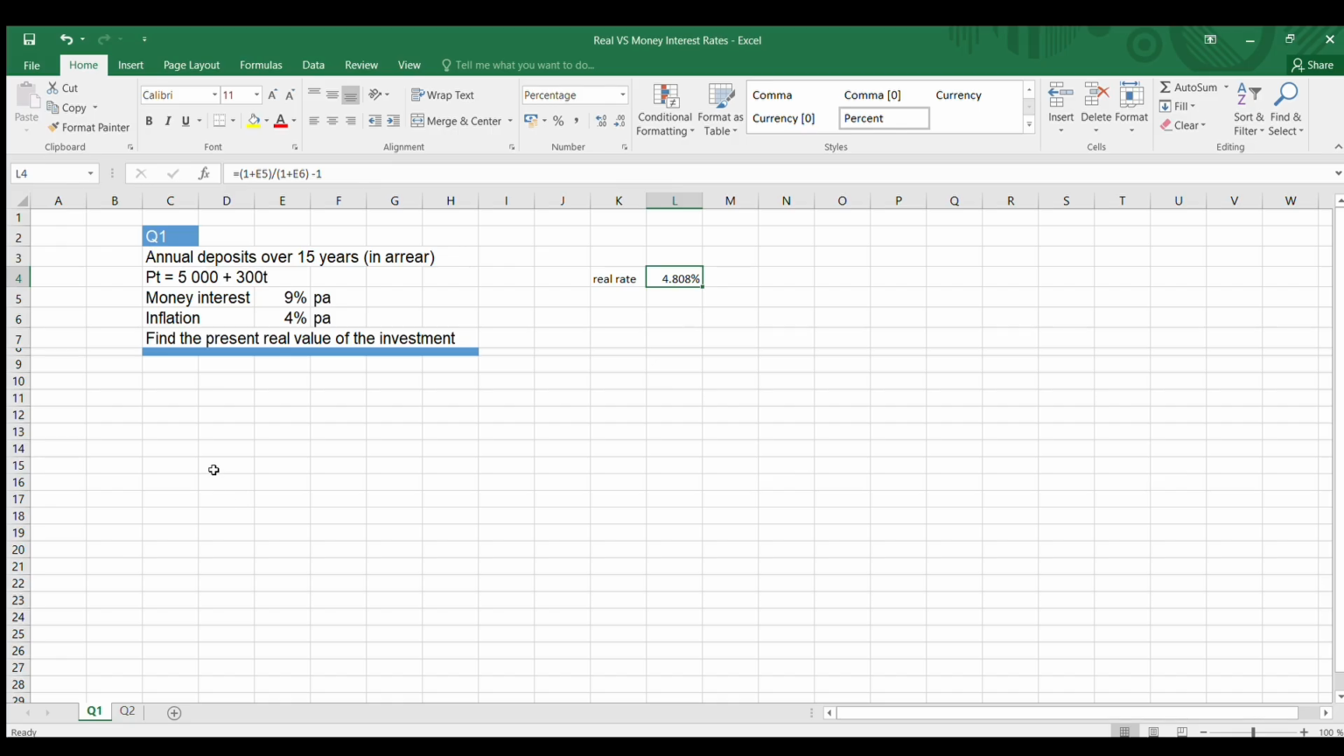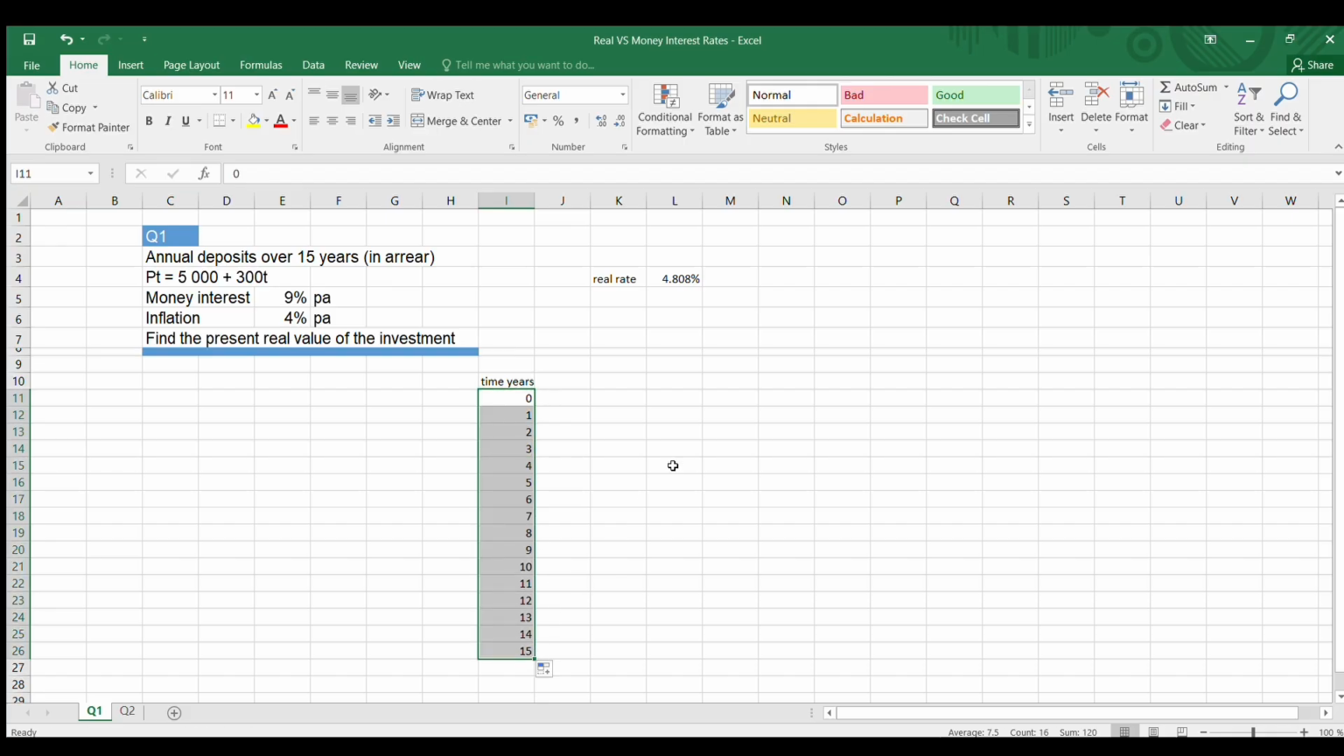So now after that, I'm simply going to put in my time column, my time in years. And I know that it's going to start from 0, move to 1, 2, 3, up until 15. And the beauty about Excel is that it has this ability to identify patterns. So all I need to do is make sure that I highlight all the cells, and then I simply hold and drag down until I get to year 15, you see.